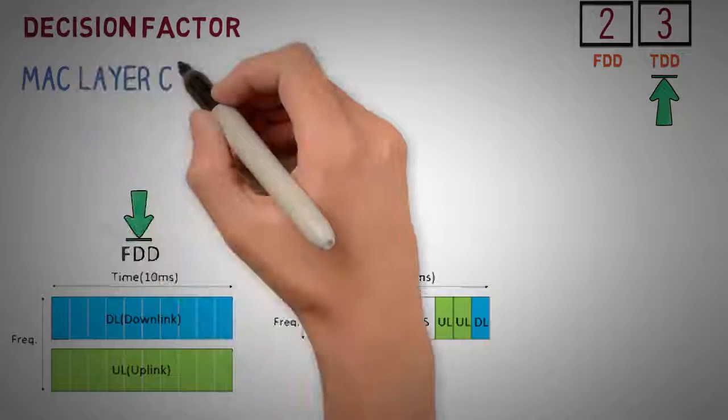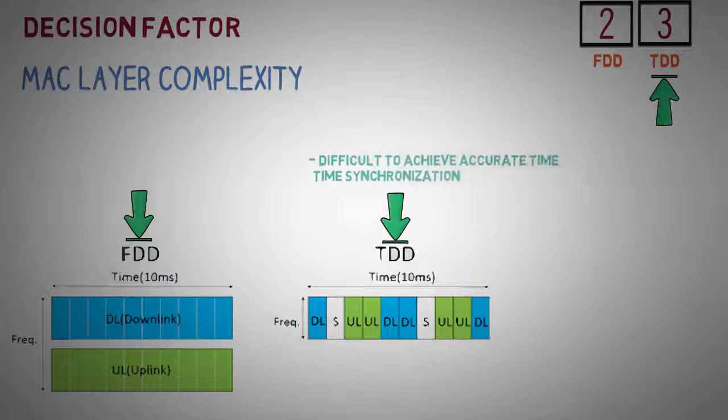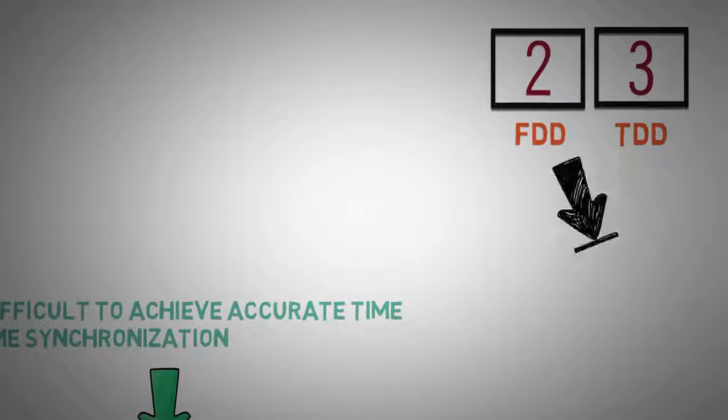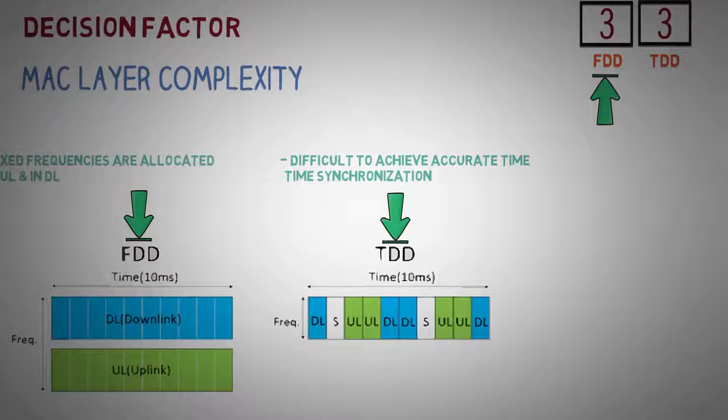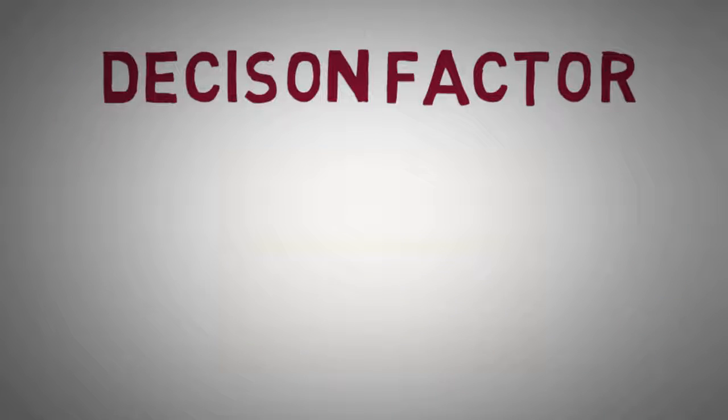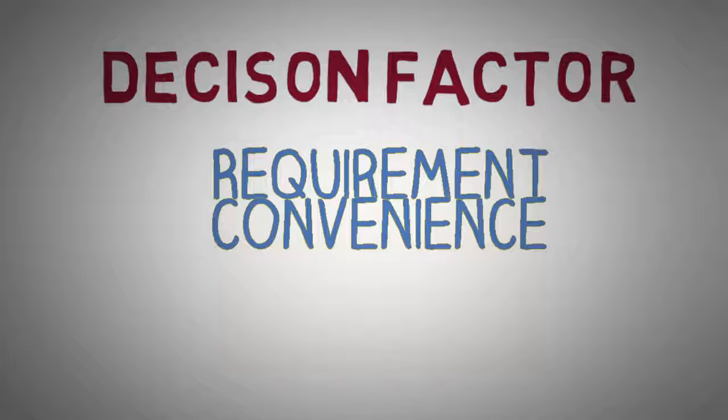MAC layer complexity. The MAC layer in a TDD system is complex compared to an FDD system, as it has to deal with accurate time synchronization between the systems, whereas in FDD there is no uplink and downlink switching mechanism at timescale. Ultimately, it depends on the network operator to choose as per requirement, convenience or feasibility.